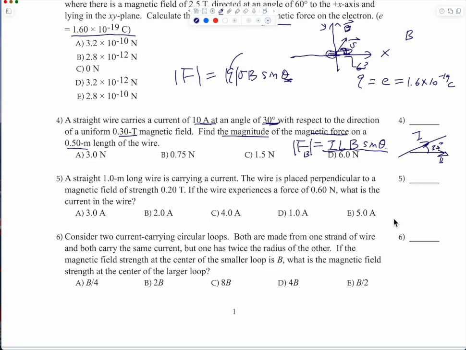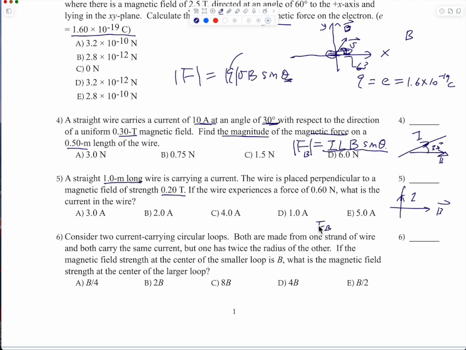Number 5. A straight 1.0 meter long wire carrying a current is placed perpendicular to a magnetic field of this strength. If the wire experiences a force, what is the current in the wire? Well, actually, it is the same equation, but it asks you from a different angle.